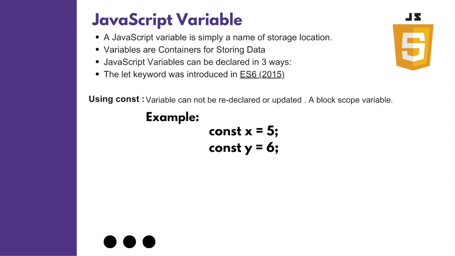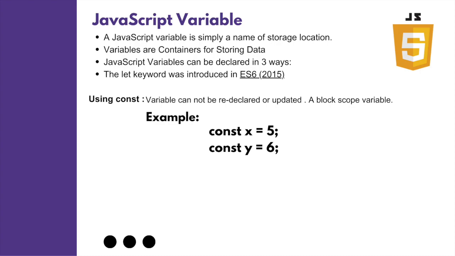Now let's talk about the const keyword. This const keyword was introduced in 2015. The const keyword is currently being used in JavaScript. We also call it modern JavaScript. A const variable cannot be redeclared or updated. It is a block scope variable. Here, const means constant. We cannot change the value of the variable once we have set it.